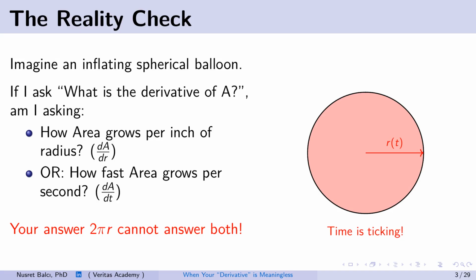This is the trap. Your answer 2 pi r describes the geometry. It cannot possibly describe the physics because the formula A equals pi r squared knows nothing about the air pump. It doesn't know if we are inflating it slowly or quickly. To answer the physics question, we need more information.